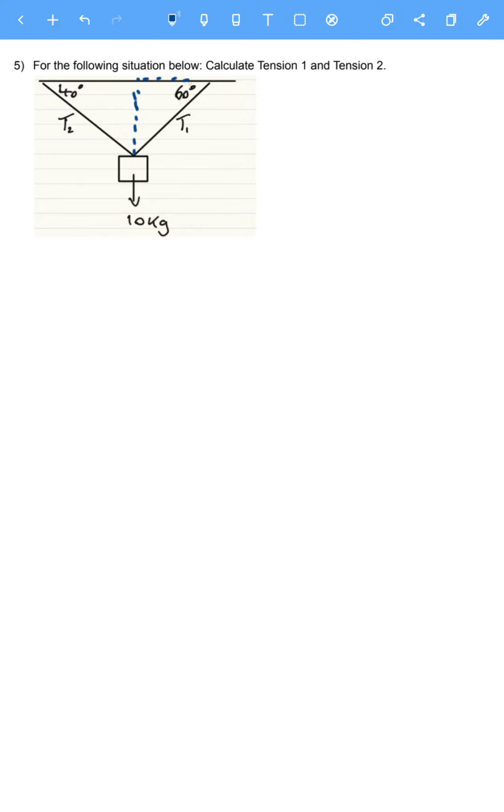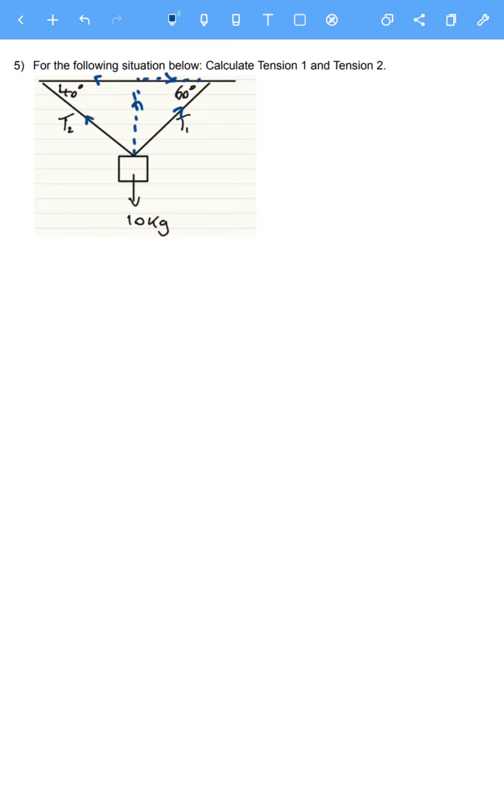So I'm going to make a triangle. So we could split T1 vertically upwards, because obviously T1 will act in that direction, vertically upwards and to the right. And T2 acts obviously diagonally to the left. So we could also resolve that upwards vertically and then horizontally to the left. Now, it's very apparent that the horizontal component of tension 1 and the horizontal component of tension 2 must be equal and opposite because the system is in equilibrium.